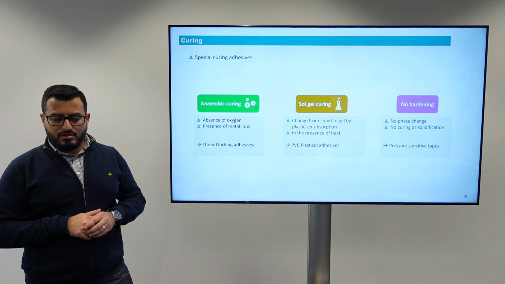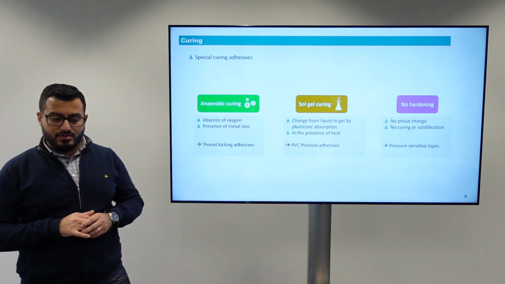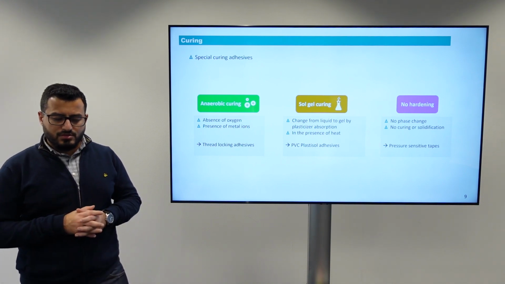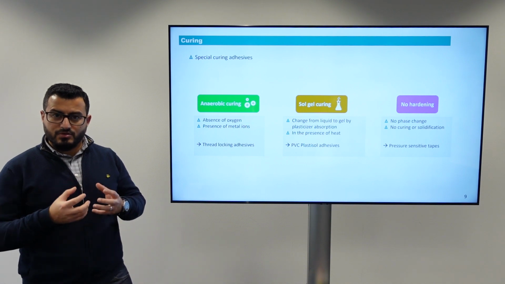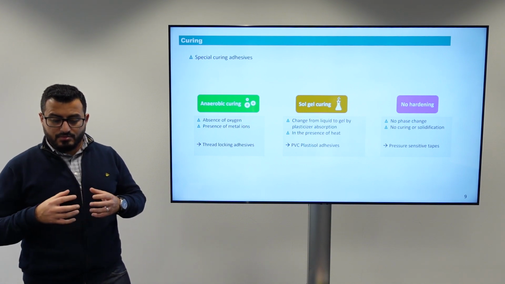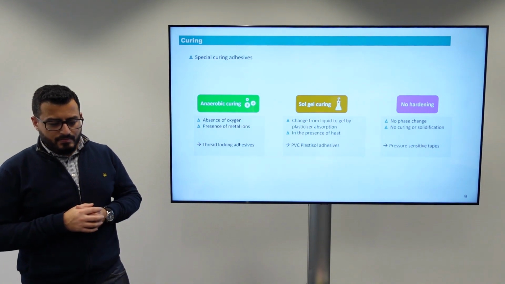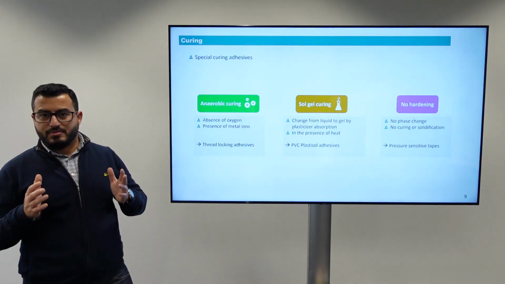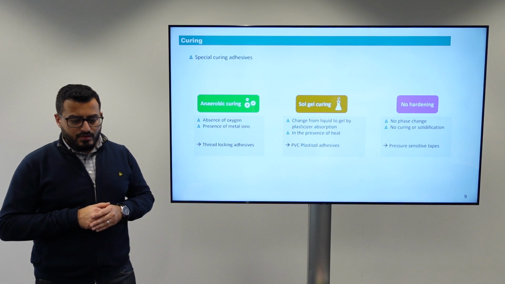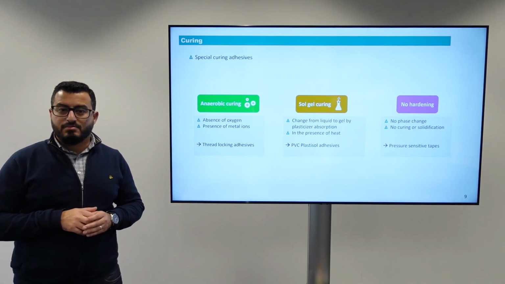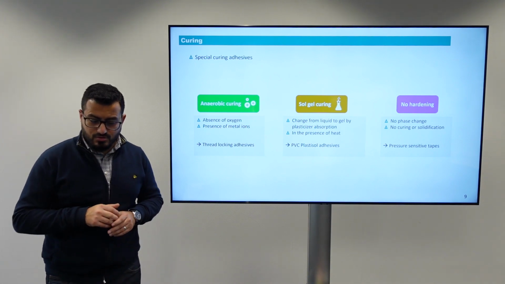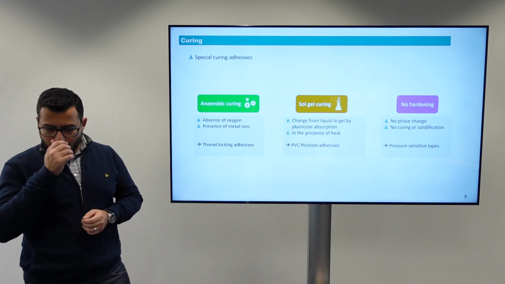Another special curing process would be the sol gel curing, in which the adhesive changes from liquid to gel by absorbing plasticizers. And also this process happens in the presence of heat. An example of these would be the PVC plastisol adhesives, which are also used in sealing applications.